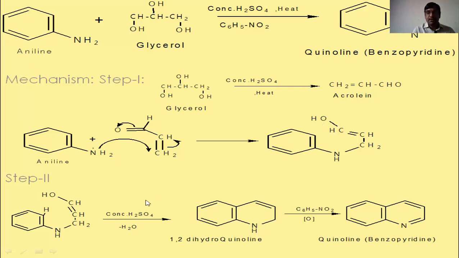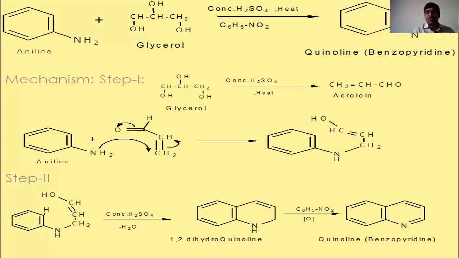OH. In the second step, we see the formation of a water molecule from the hydrogen atom on this benzene side and OH from this side. There is formation of the H2O molecule and there is a ring closure reaction or cyclization reaction. It also happens in the presence of concentrated H2SO4. Here we can see this structure. 1,2-dihydroquinoline is formed.